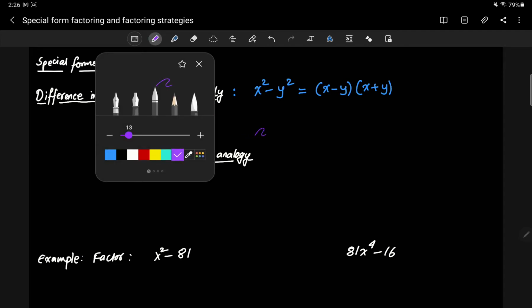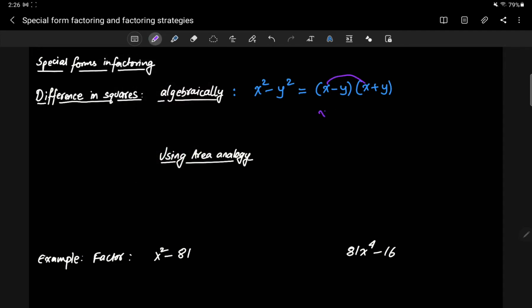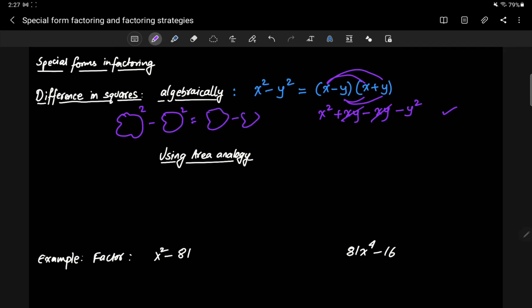Let's check that this works. If you FOIL out, the x times x gives you an x squared. The x times y gives you a positive xy. And then the negative y times x gives you a negative xy, and a y times y gives you a negative y squared, wherein these cancel out, and so these are the same. Now when you apply this particular special form, you'll have something squared minus some other thing squared, and that comes out to a product of the difference and the sum.